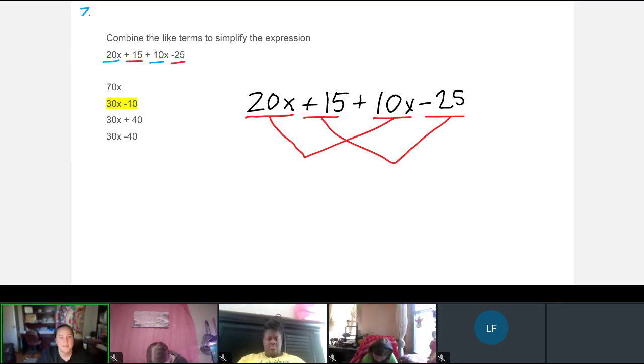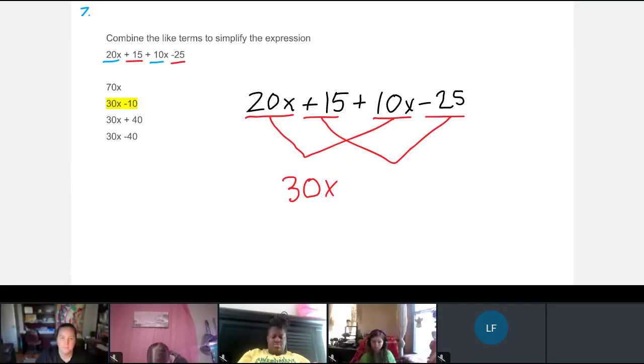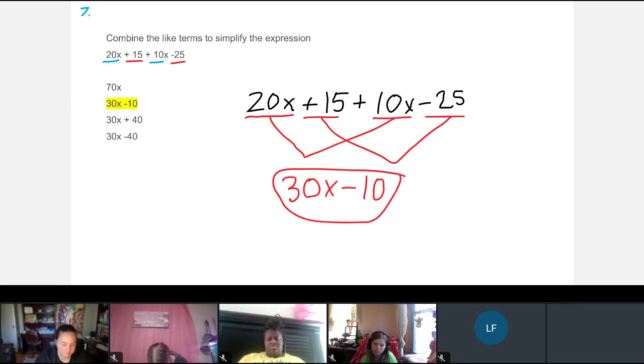So if I combine 20x plus 10x, what will I get? 30x. Very good. And then if I combine positive 15 and negative 25, what would I get? Very good. Negative 10. So we're going to write minus 10. And that's where your answer comes from.